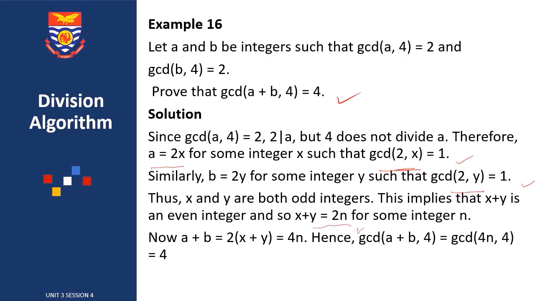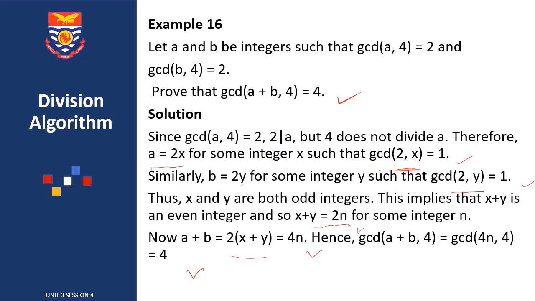Now let's see, by adding a + b, where a is 2x and b is 2y, we get 2x + 2y. You factor 2 out, you get 2(x + y), and that will be equal to 2 times 2n, which is 4n. And then gcd(a + b, 4) is actually gcd(4n, 4), which equals 4, and that is the proof. So simple. So you see the beauty of mathematics in that instance.